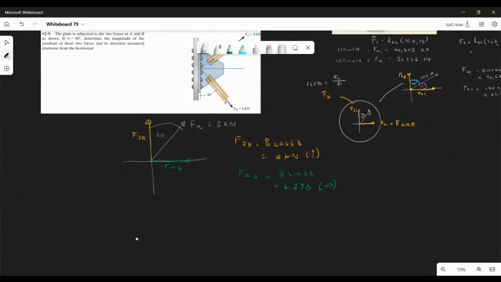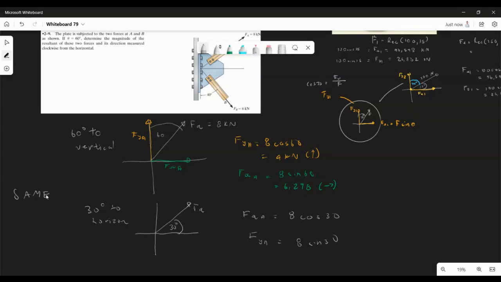What I was also saying is how you can also view FA. FA is also 30 degrees to the horizontal, right? So this is 60 degrees to vertical, and this is 30 degrees. What I'm saying is the same thing. So FXA is 8 cos 30, and FYA is 8 sine 30. This is first only for force A, we still want to do force B. You've got to understand what I'm doing here. This is the same thing, just looked at from either the horizontal or the vertical.